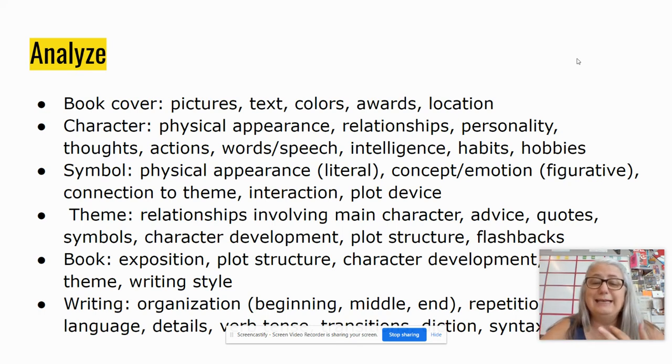We're going to take a look at diction. Diction's just a fancy word for word choices. So what kind of words does the writer use?